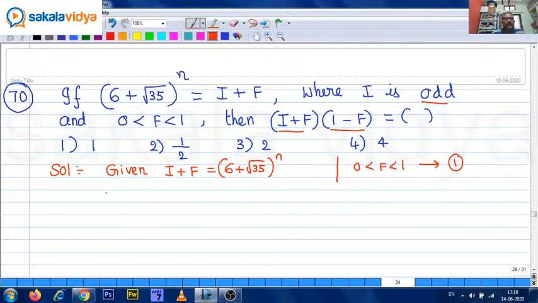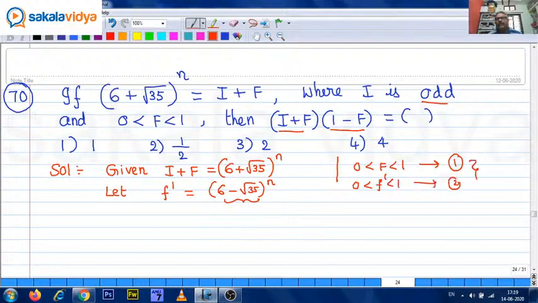Right. Let us consider some f dash is equal to (6 minus root 35) whole to the power of n. See, root 35 is somewhat less than 6. Definitely this will be a decimal value. That's why 0 less than f dash less than 1, fractional part. Say 1 and 2. Adding these two, what do you get? 0 less than f dash plus f less than 2.